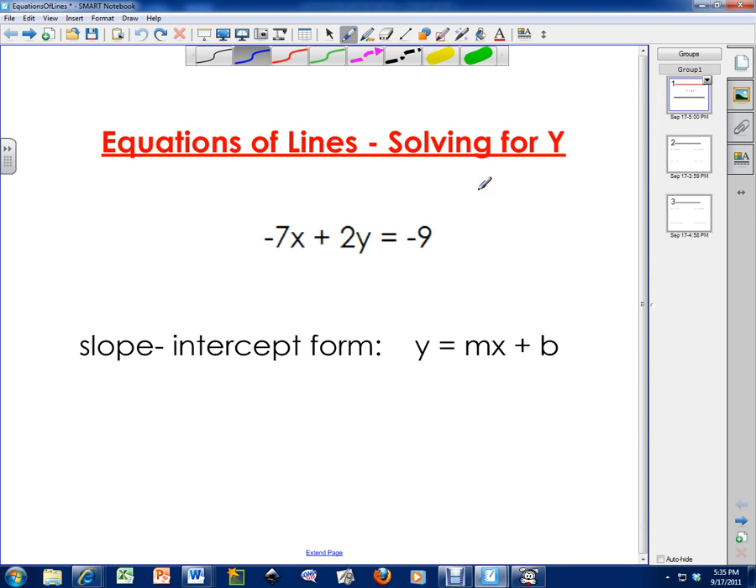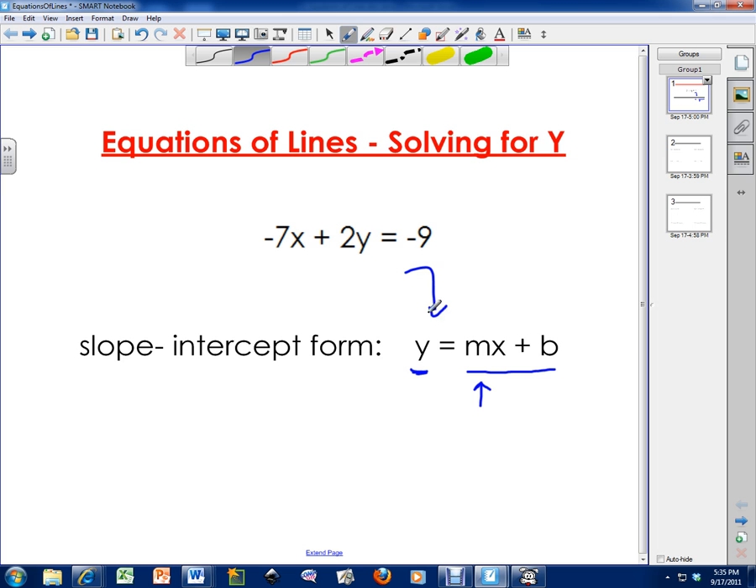This is Mr. Douse. In today's lesson, I'm going to go over equations of lines, otherwise known as solving for y. What if I have this equation right here, negative 7x plus 2y equals negative 9, and my goal is to get this into slope-intercept form, where the y is all by itself? That's why it's called solving for y, and the slope and y-intercept are on the opposite side of the equal sign. What if you need to solve for the slope of this equation, or what if your goal was to graph this equation on a line?